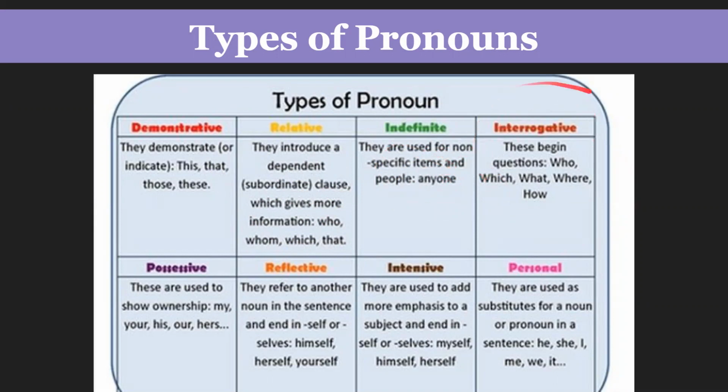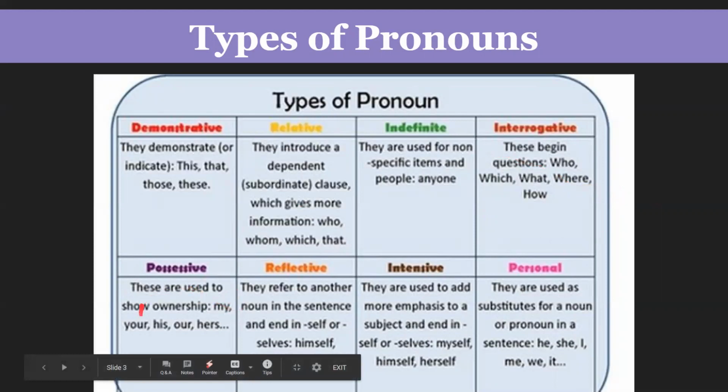And then we have interrogative. And these begin questions: who, which, what, where, and how. And then we have possessive. These are used to show ownership. So my, yours, his, our, hers.